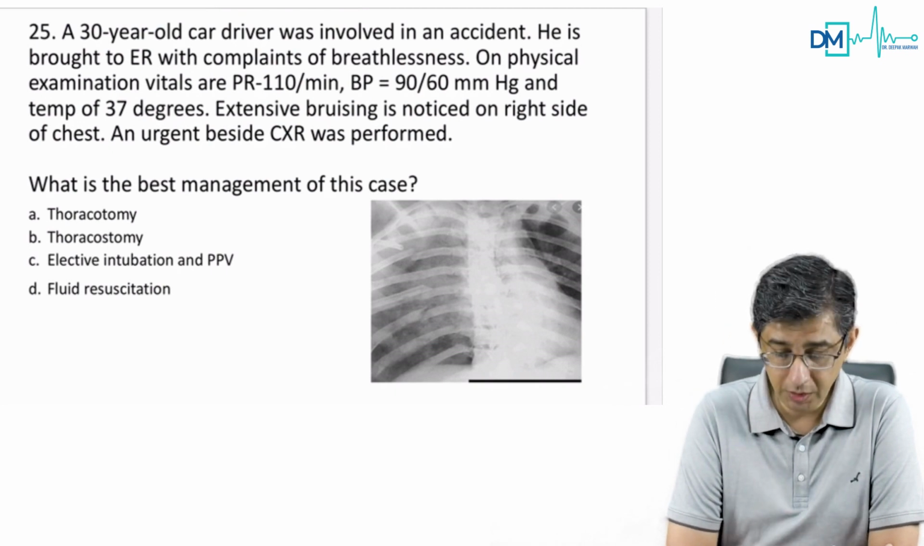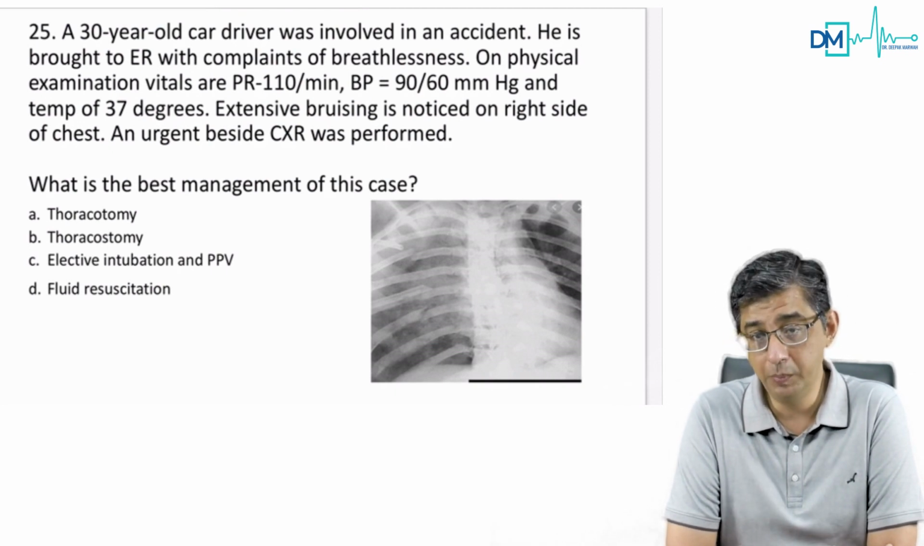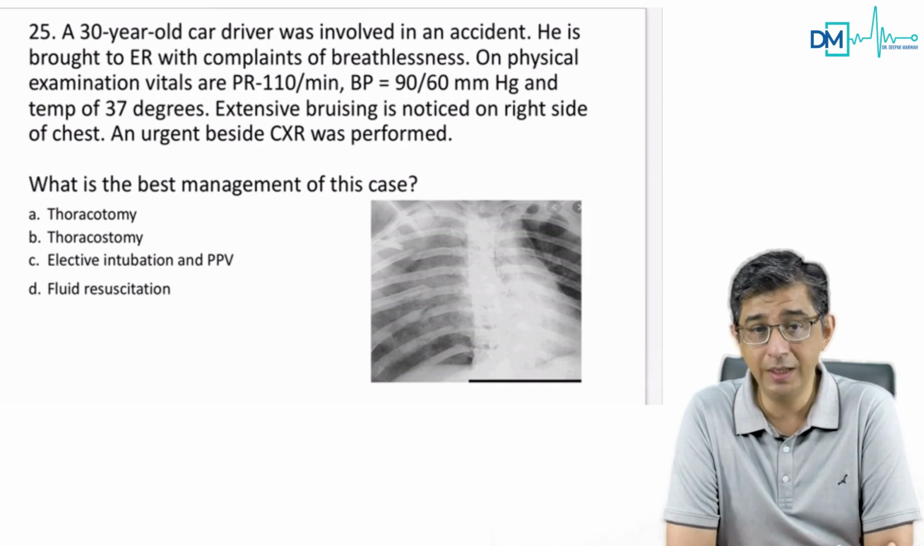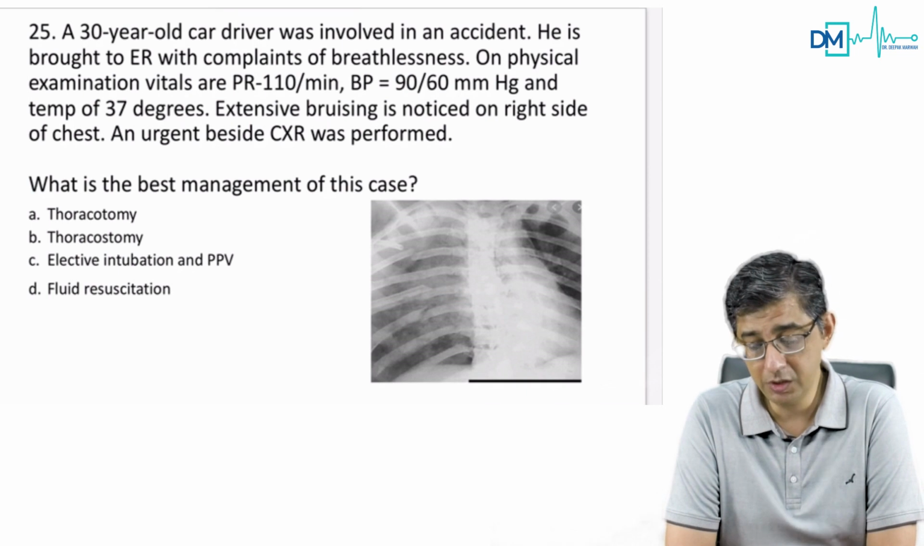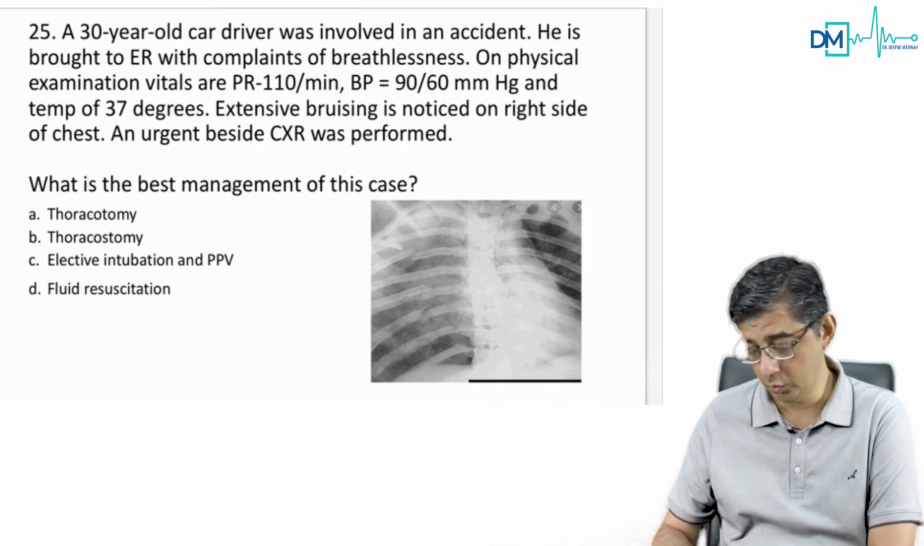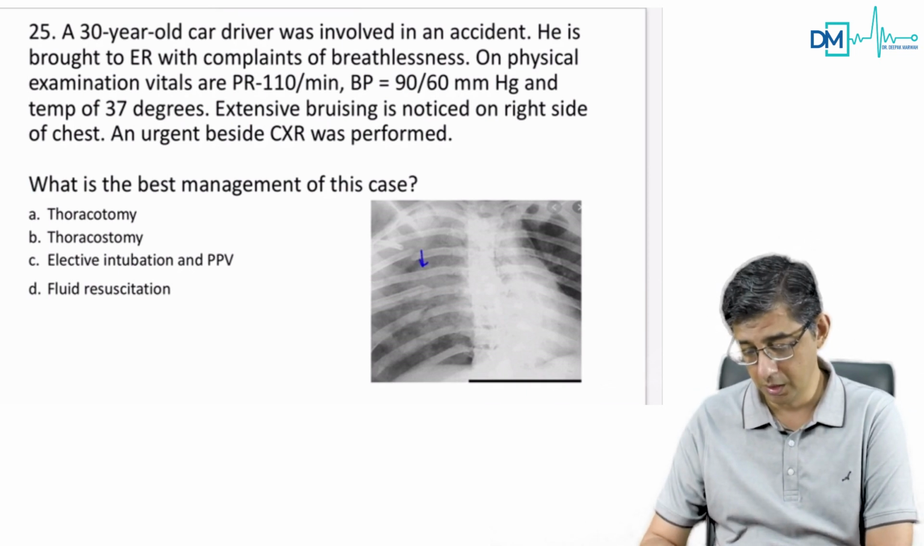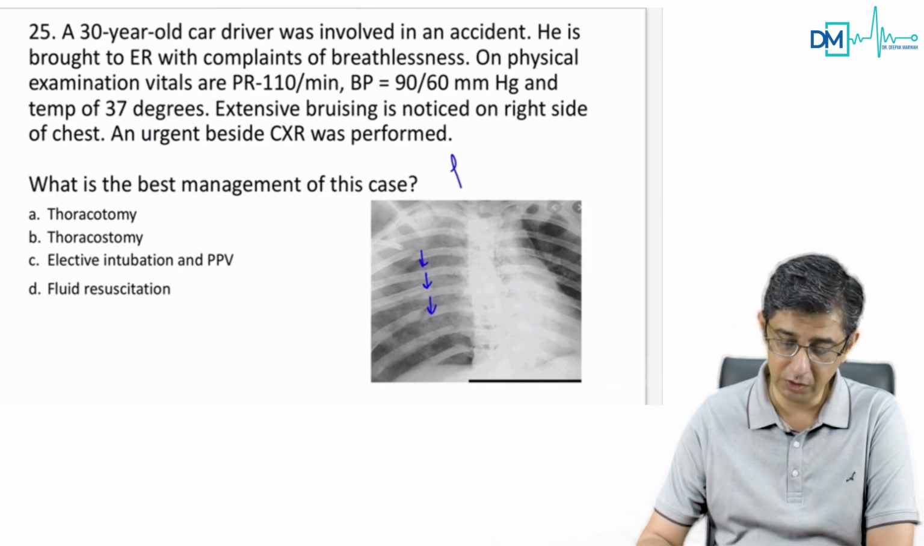On physical examination, he's having tachycardia with a low BP. That's the cause of concern. Maybe he's bleeding inside. Body temperature is fine, but extensive bruising is noticed on the chest, and a bedside X-ray was performed, and you can definitely see the fractures. So you very well know that you're dealing with a case of flail chest.